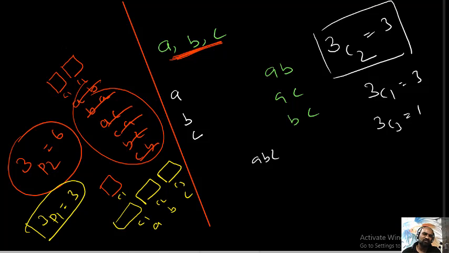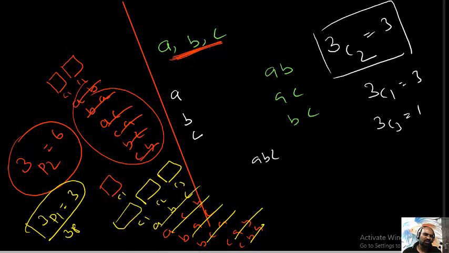This is one arrangement. A, C, B. Another possible arrangement. B, A, C. One of the possible arrangements. B, C, A. Another possible arrangement. C, A, B. C, B, A. So what happened here? Totally 1, 2, 3, 4, 5, 6 different ways I can arrange. So that is symbolically 3P3 equal to 6.